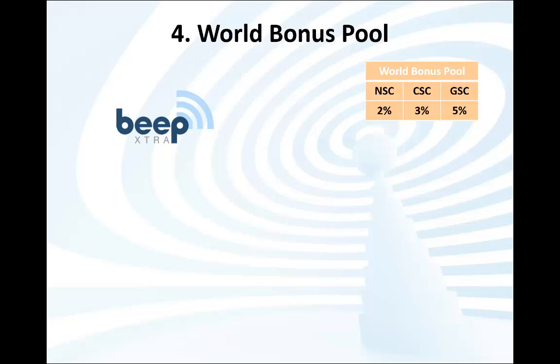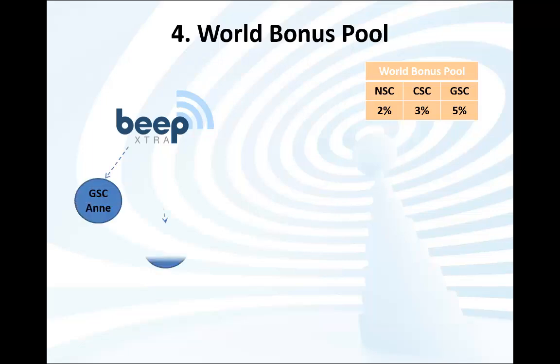The World Bonus Pool adds up to 10% of commissionable sales. 2% is paid to NSCs and above. 3% is paid to CSCs and above. 5% is paid to GSCs. This means that a GSC will receive a World Bonus Pool commission on all 3 pools. In this slide, we will concentrate on paying World Bonus to GSCs, as the same percentage calculation applies for all 3 ranks that qualify for this payment.